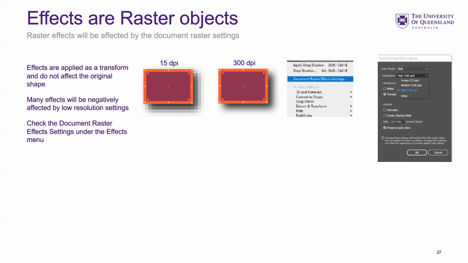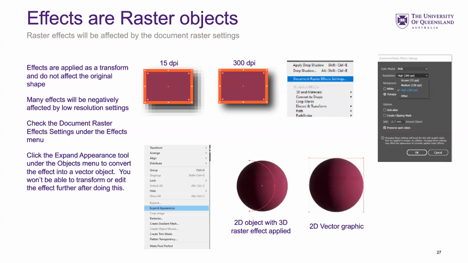If you haven't set the resolution of your document to begin with, under the effects menu you can select the document raster effects setting, speaking of being pixelated. You can change those settings there. You may want to expand your objects, your effects.